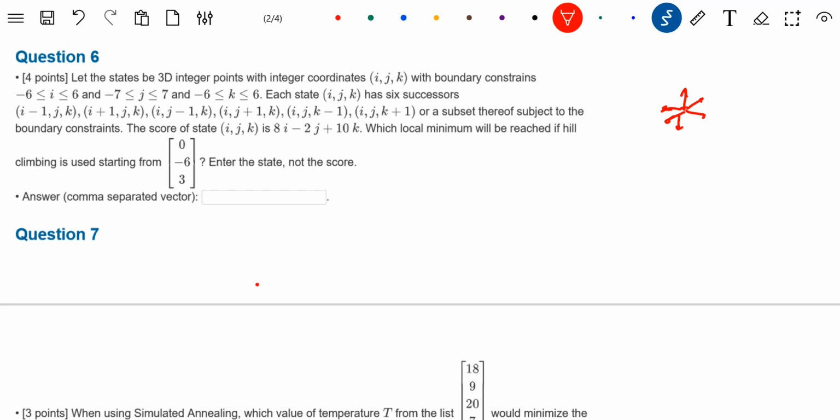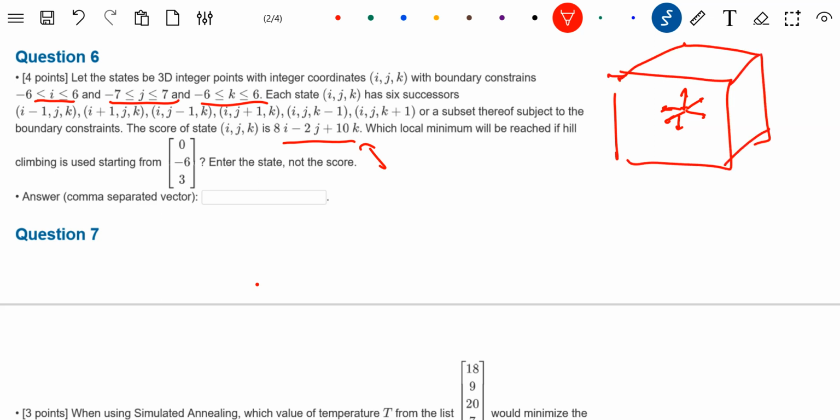So there are 6 successors in total, and we are on some kind of 3D space that is bounded. The score is measured by this, and they're bounded by -6 to +6 and -7 to +7, and so on. So we're in a box, and we just move around the box, and hopefully we hit one of the corners, and that would be the local minimum.